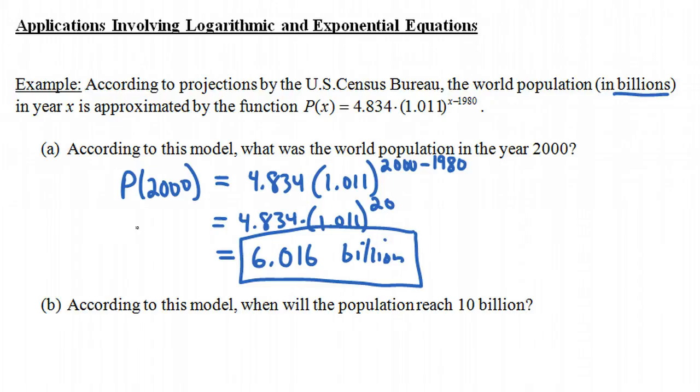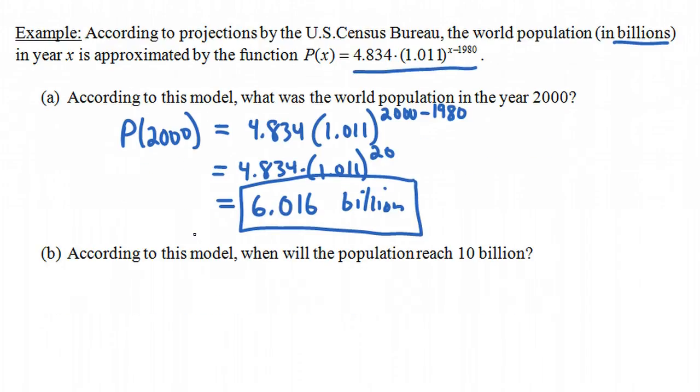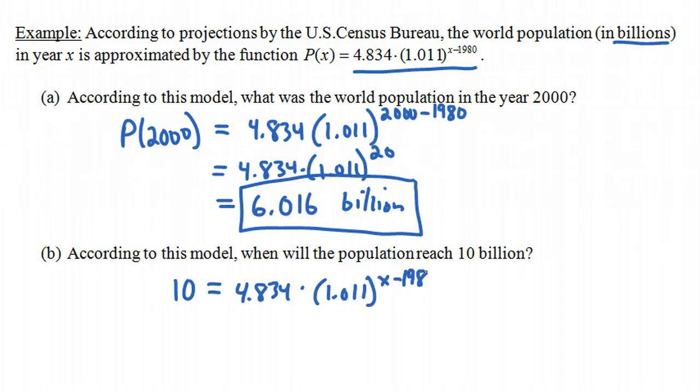And then according to this model, when will the population reach 10 billion? What value of x, in other words, in what year will this equal 10? What value of x makes this equal 10? That's what we're looking for. So what we want to do is actually solve this equation: 10 is equal to 4.834 times 1.011 to the power of x minus 1980. What value of x makes this true? So we want to solve this equation for x.